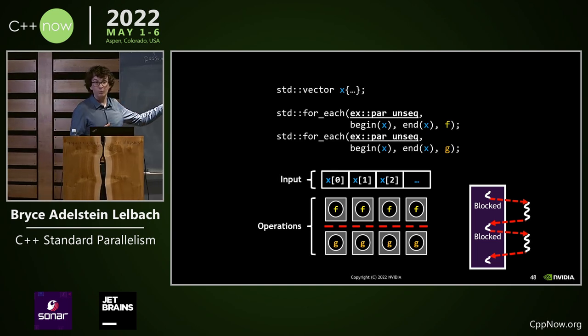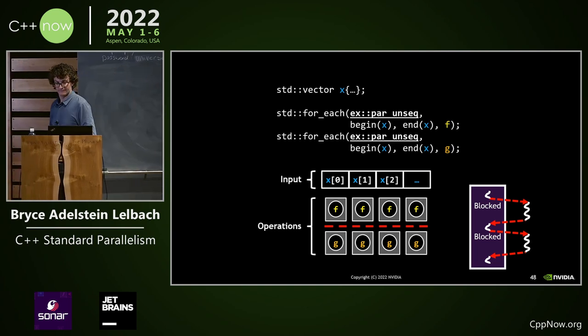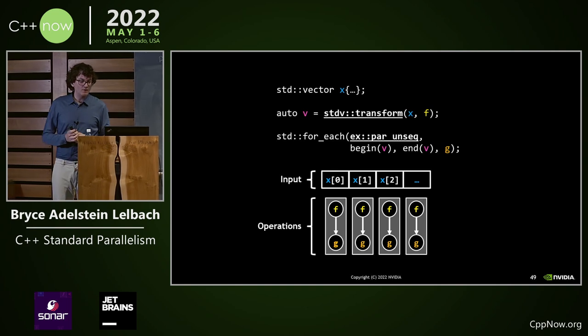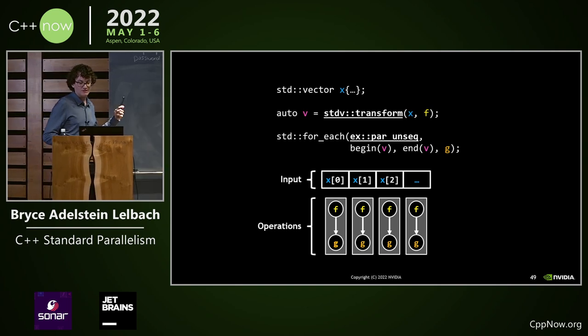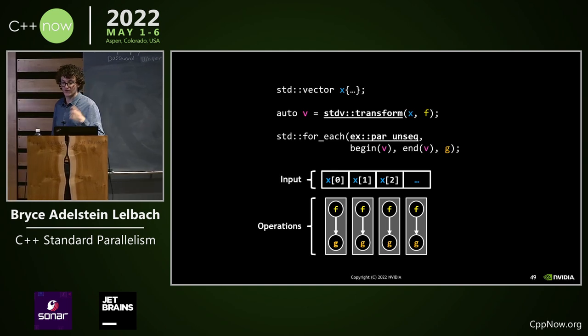And this transfer of control back to the caller is a latency bubble, and it can degrade performance. It's going to be worse when you're on an accelerator platform, when the latency is a bit higher. So one way to address this problem is to fuse the operations together into a single parallel invocation, which can be done with the transform range adapter.